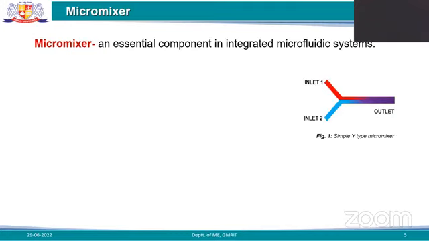I have given a schematic diagram of a micromixer having two inlets, where two fluids of different colors are coming in, and finally we get one mixed fluid at the outlet. So the micromixer is an essential component to integrate into any microfluidic device.